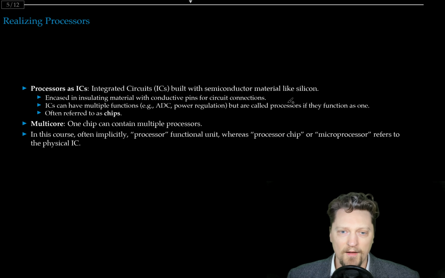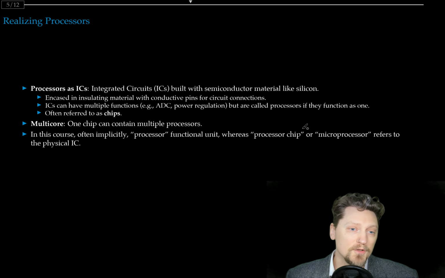Integrated circuits can have multiple functions. For example, you can have an integrated circuit that is an analog to digital converter or one for power regulation, but we call one a processor if it functions as a processor. We often refer to these as chips or microchips.